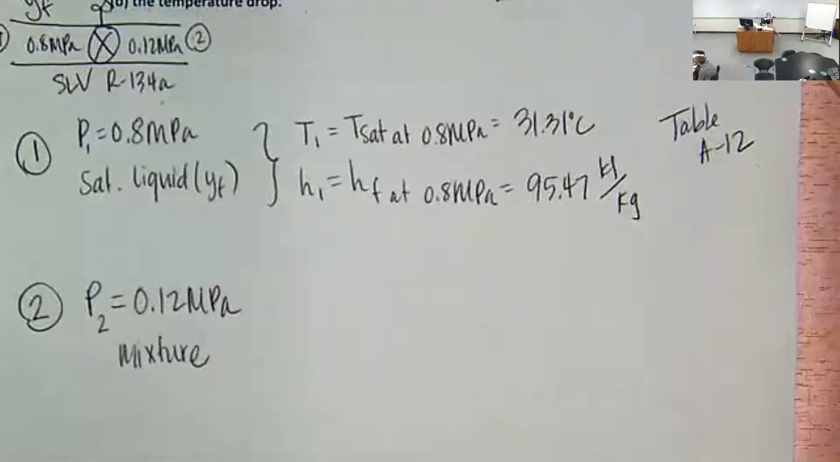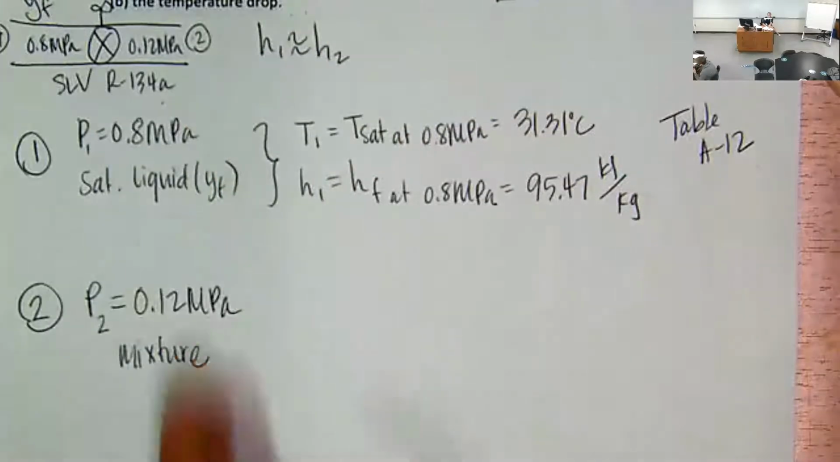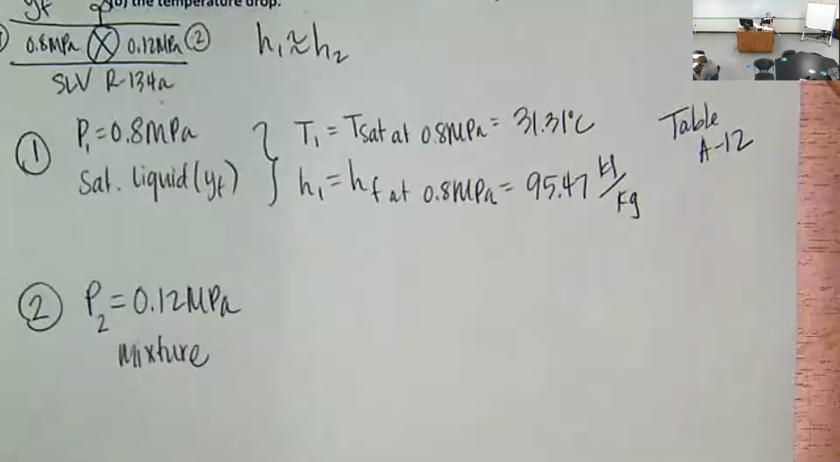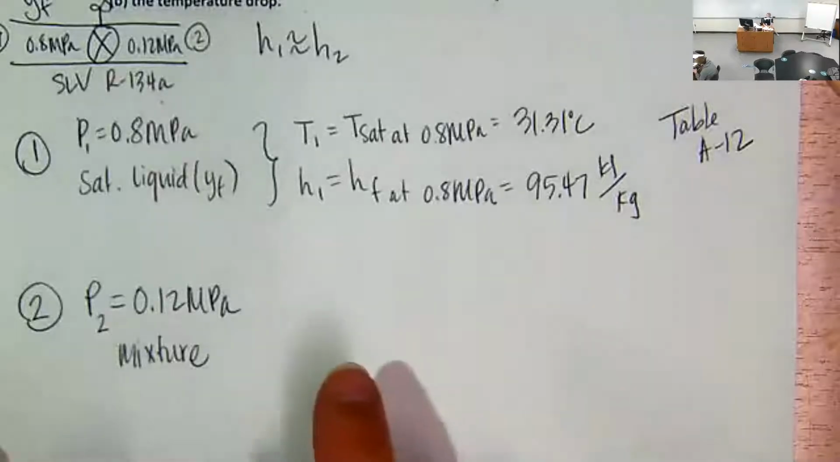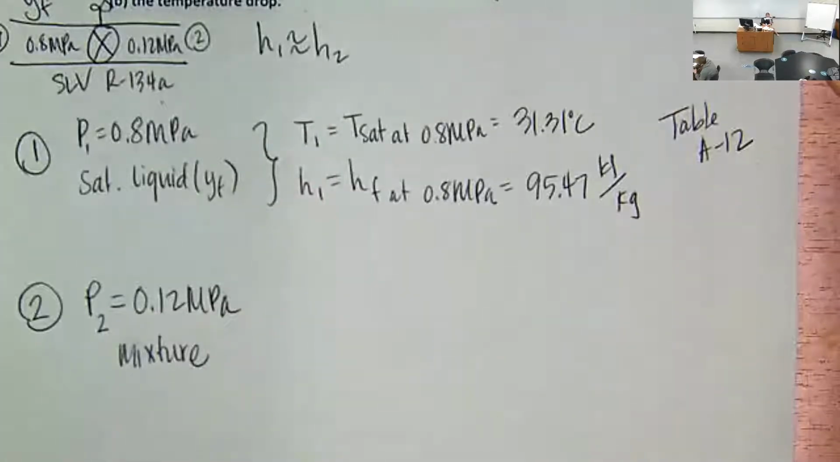But one of the things about throttling valves is they have a big pressure drop, but they have roughly equivalent enthalpy values throughout this system. So the heat content of our system is not really changing. That's not why we use throttling valves. We use throttling valves to have a huge pressure drop. But one of the rules of throttling valves is that enthalpy is roughly equal. So that was given to you in the schematic.